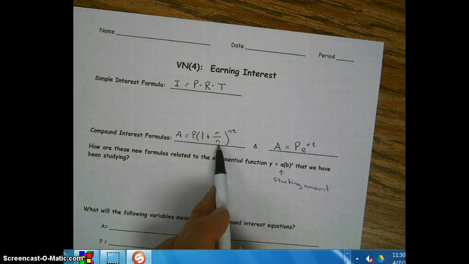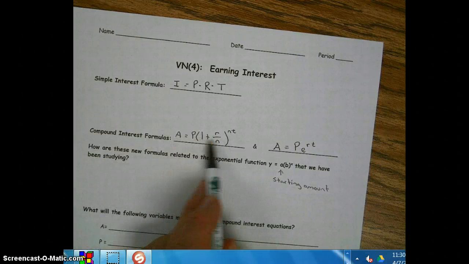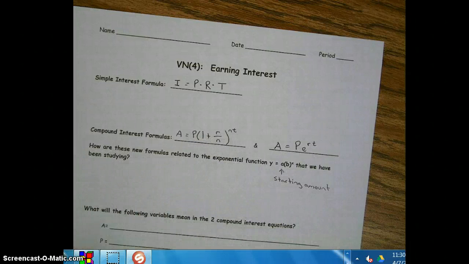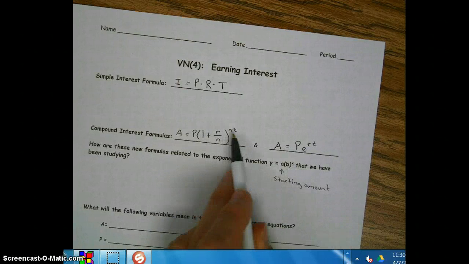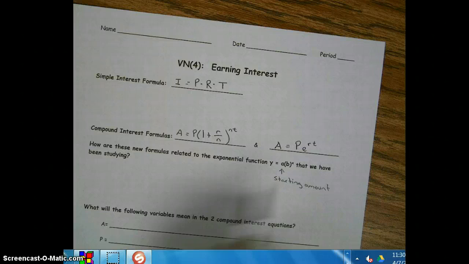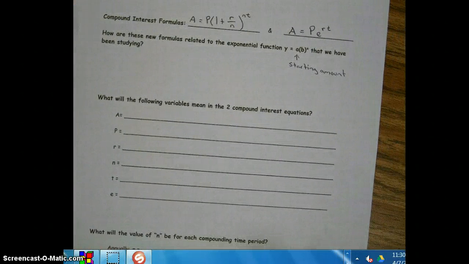That's why it's 1 plus the rate divided by the number of times it's compounded. So if it's compounded monthly, this would be 12. And so we would have this as an appreciation or an increase. Okay? And then we have our exponent, which again is dealing with our time. Okay? So let's take a look at what each of these represent.